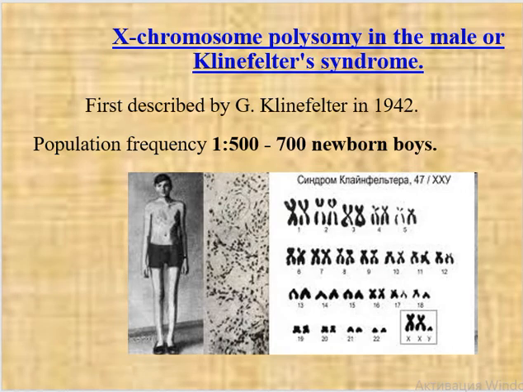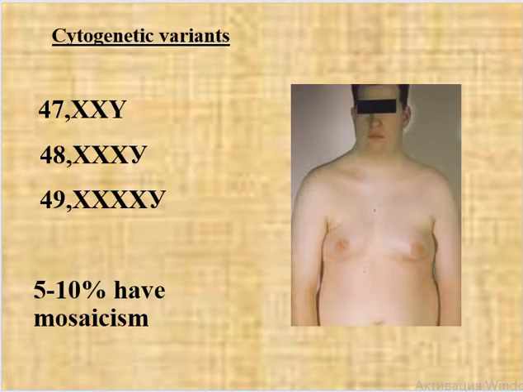X chromosome polysomy in a male, or Klinefelter syndrome. First described by Klinefelter in 1942. Population frequency is 1 in 700 newborn boys. Here you can see the cytogenetic variants. Approximately 5 to 10% have mosaicism.